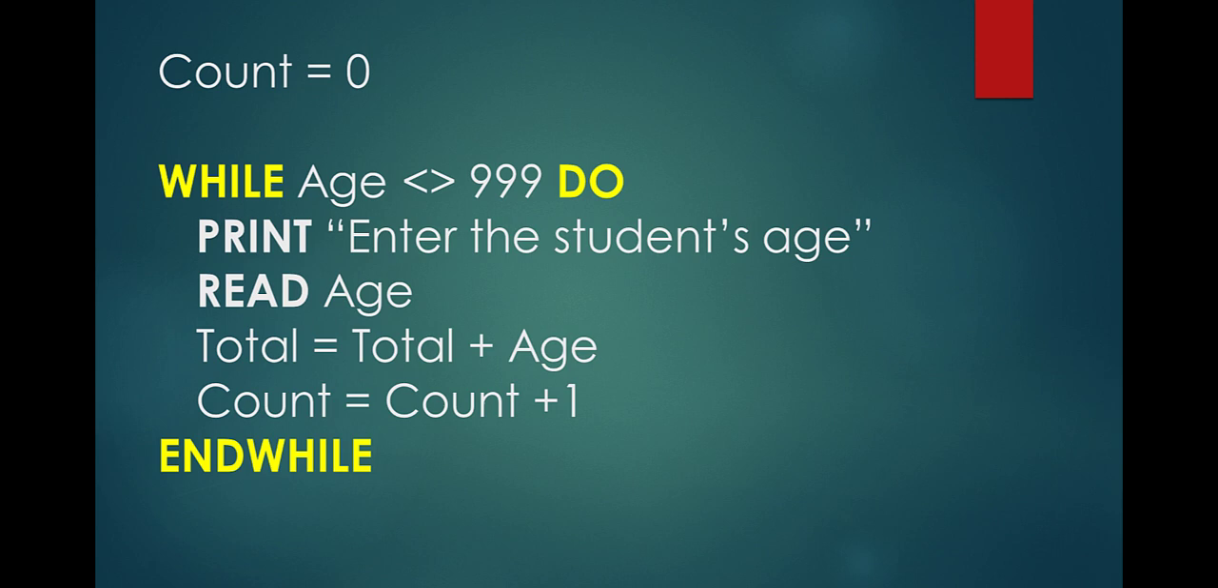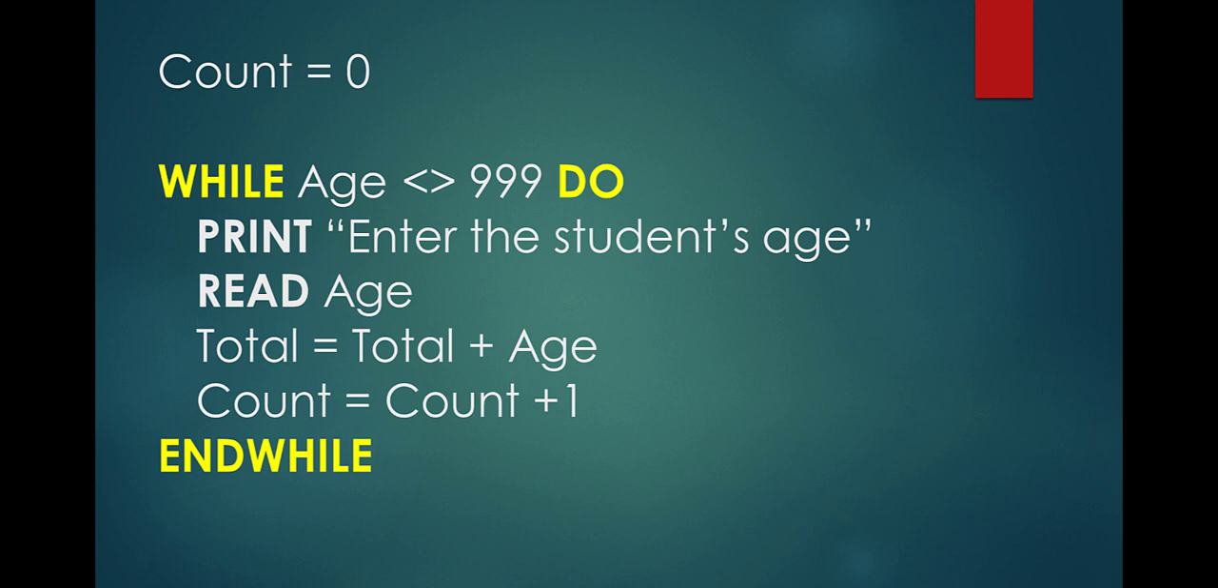And within the loop, we use that key term while, because we're doing a while loop. And then we have the age, and we're saying that we have two brackets, a less than and a greater than sign. So basically it means that if age is not equal to 999, so as long as the age of the person in the classroom, or the student, is not equal to 999, which is impossible, right? It says to go ahead and do that.